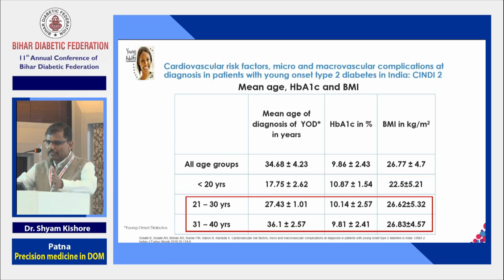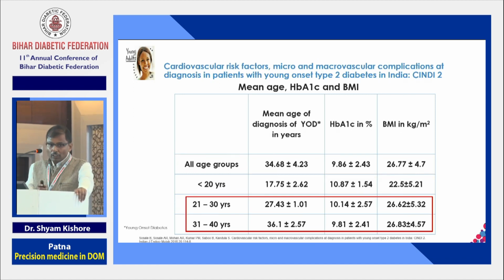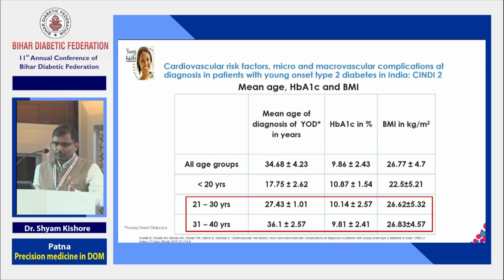In the diabetic patients less than 40 years, it was seen that the age of presentation was not only between 20 to 40, in nearly 20% it was even less than 20. The mean age of diagnosis was nearly 34.6 years. The HbA1c was 9.86 and BMI was 26. The BMI cutoff for Indians is 23 kg per meter square. And with increasing age, the HbA1c level was not increasing. It was more in the age group of 21 to 30.